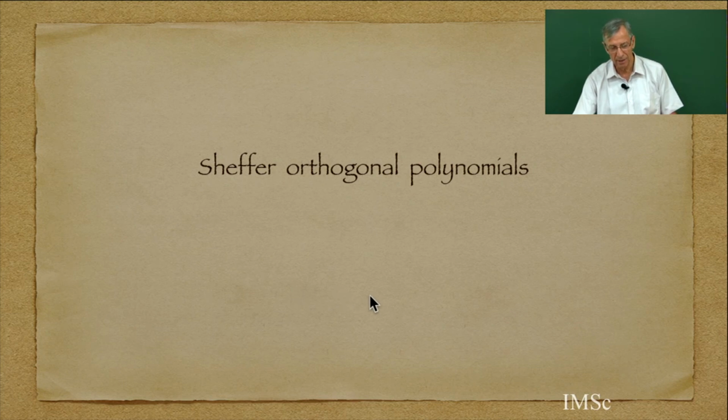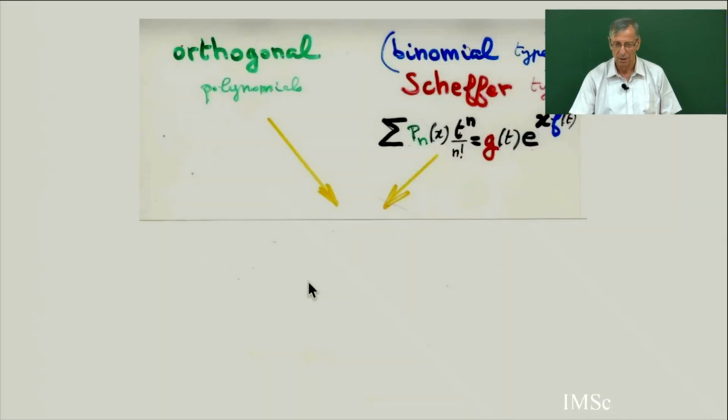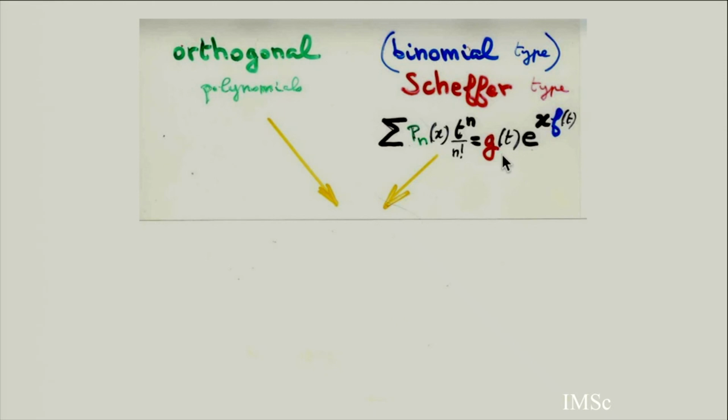So now, in this classification of orthogonal polynomials, there is a so-called Scheffer orthogonal polynomial. So these are two completely different models. Scheffer type polynomial means a polynomial such that the exponential generating function is given by a product: you can keep the two functions, f and g. So this is a product of g of t multiplied by exponential of x f of t.